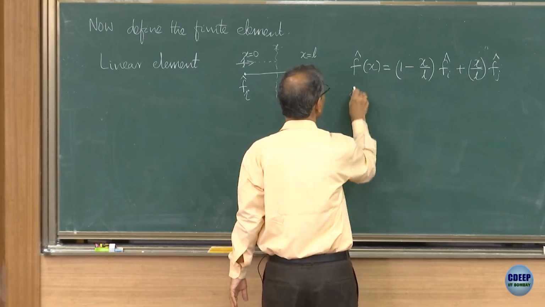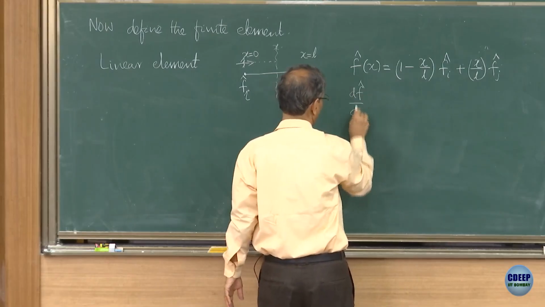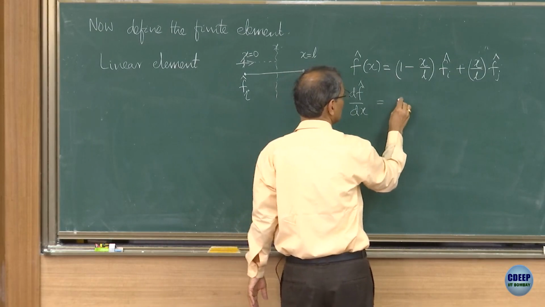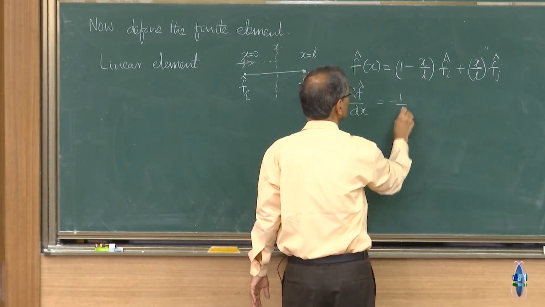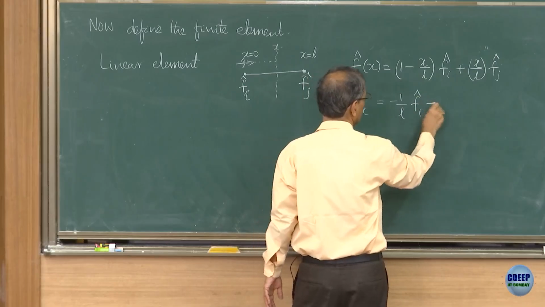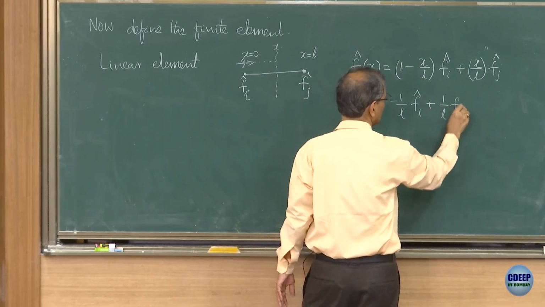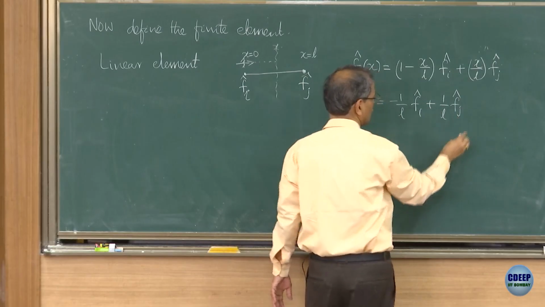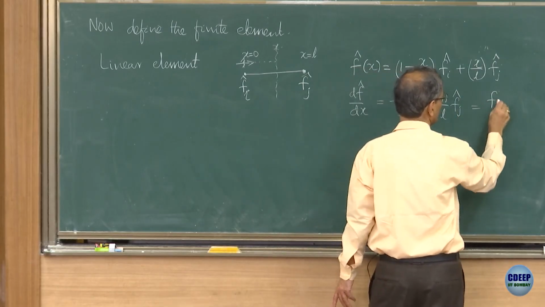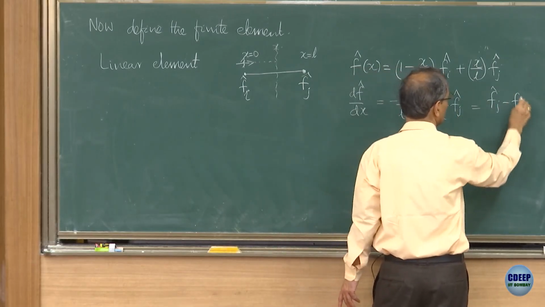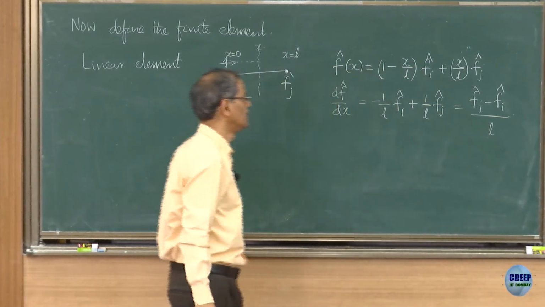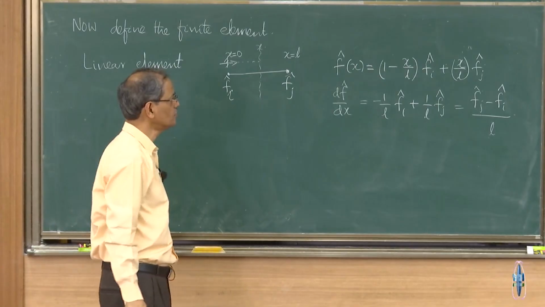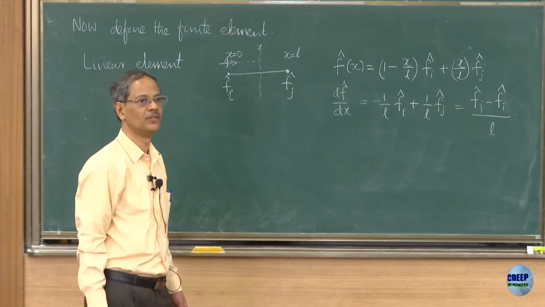Therefore, df hat by dx, if you differentiate it with respect to x, you will get minus 1 over L fi hat plus 1 over L fj hat, or simply the slope of the line: fj hat minus fi hat upon L. That is simply the slope in that element.